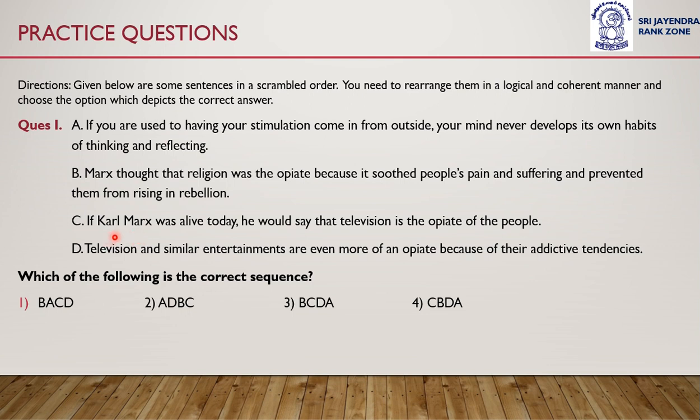The opening statement would be, if Karl Marx was alive today, he would say that television is the opiate of the people. Because here Karl Marx is mentioned in full name, and usually the opening sentences have the full name. And it is telling us about the further discussion, in which direction the discussion will go. So C is the opening statement, and A is the closing statement.